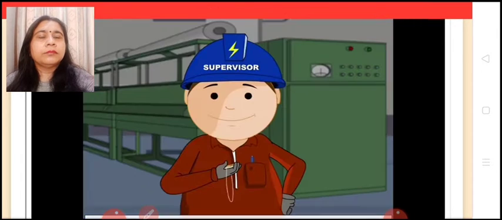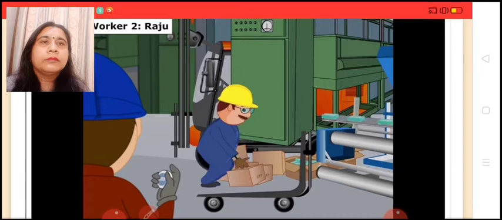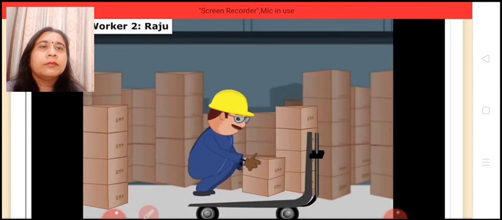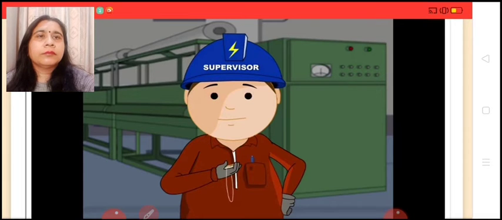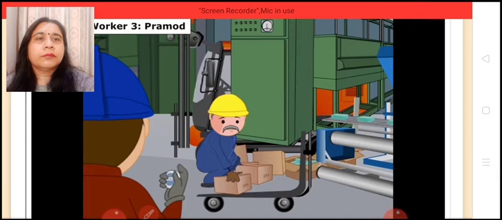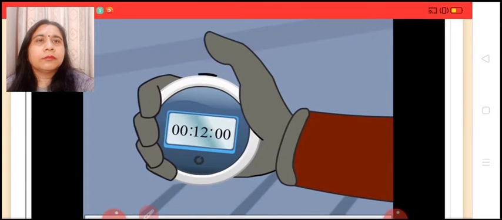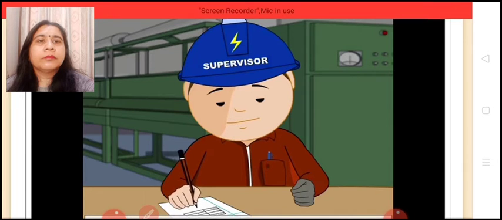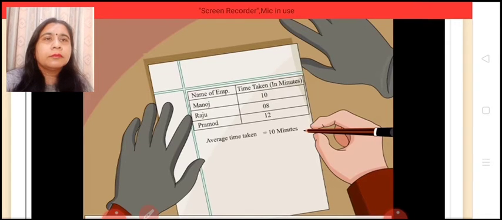Manoj, worker 1, took 10 minutes to complete the task. Raju, worker 2, took 8 minutes to complete the task. Pramod, worker 3, took 12 minutes to complete the task. The standard time for performing a task is fixed by taking several readings. Here, the supervisor has taken an average of 3 different readings to determine the standard time.